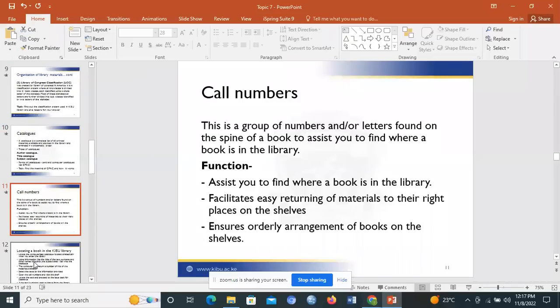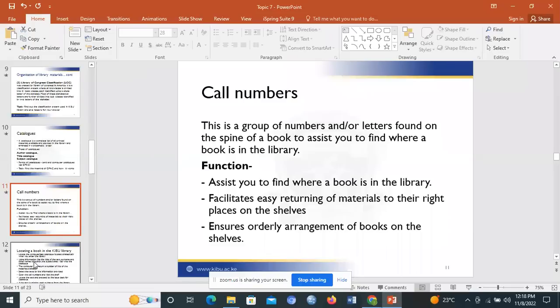Now, the third way in which materials are organized is by the use of call numbers. And this is a group of numbers or letters that are found on the spine of every book in the library. If you went to Kibabi University Library, the first thing you come across once you face the shelf will be the spine of the book. At the bottom of the spine, you'll see a group of numbers or letters. This is what we call the call numbers. And these are short forms which the library staff have created to help you be able to locate a book.